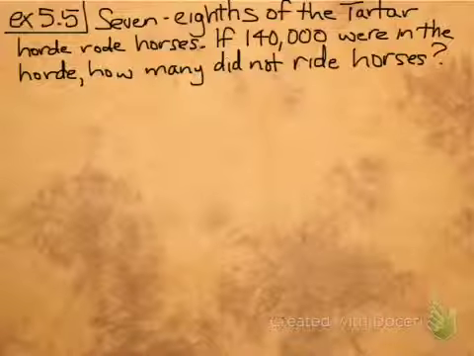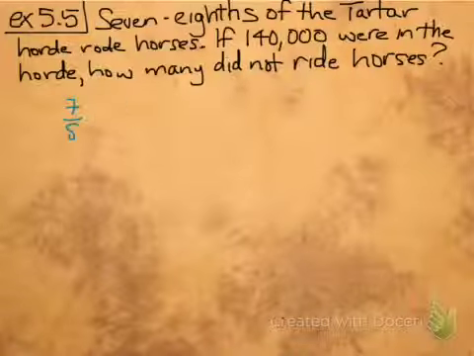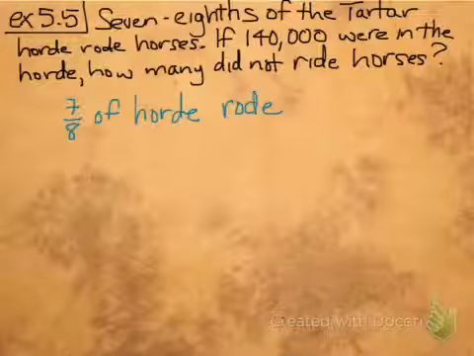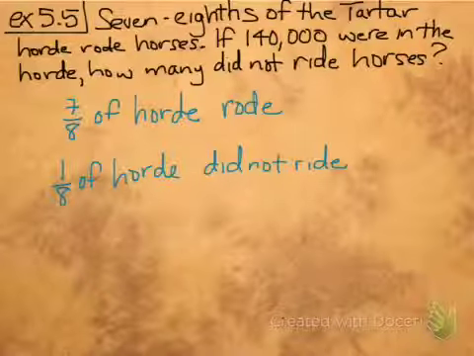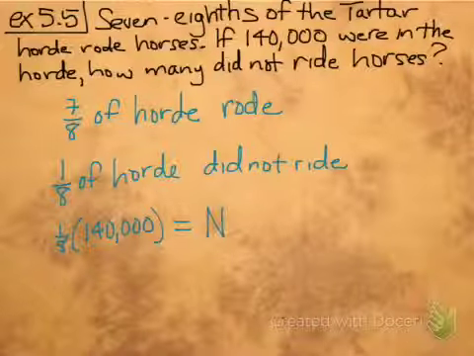Okay, and our last one, 7/8 of the Tartar horde rode horses. If 140,000 were in the horde, how many did not ride horses? So we're going to start this one off because it says 7/8 of the horde rode horses, but we're wanting to know how many did not ride horses. So if 7/8 of the horde rode horses, then that implies that 1/8 of the horde did not ride.